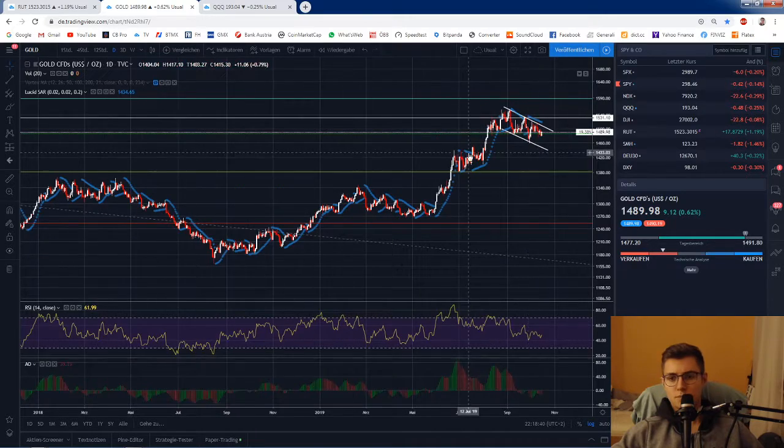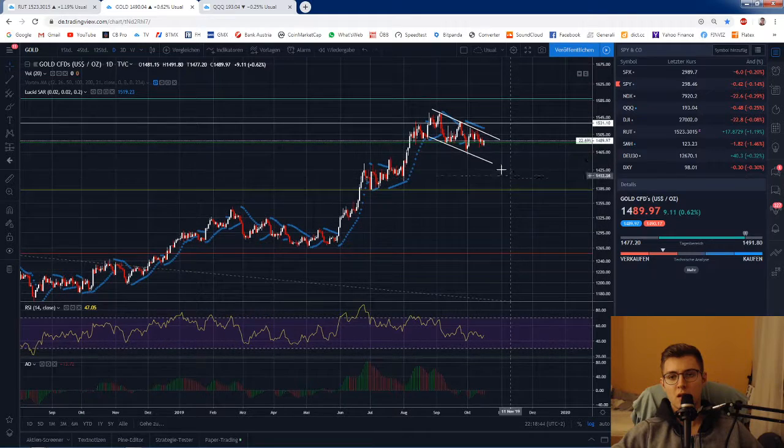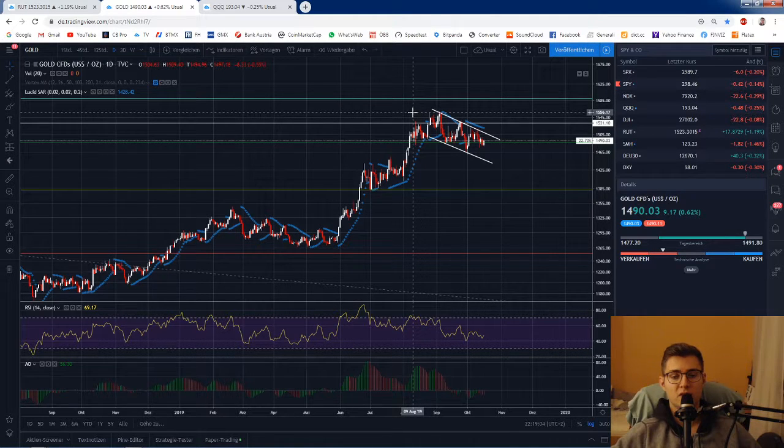So yeah, I think if we break this resistance line as well as our lower highs, we will get quite a fast shift to the upside and come back to the last swing high of $1,550.